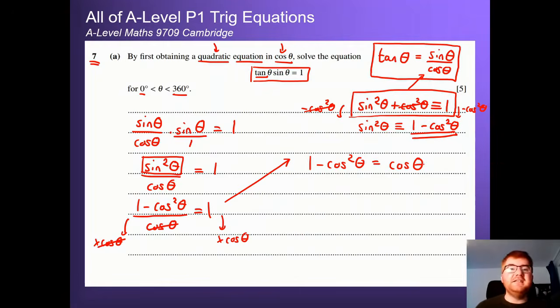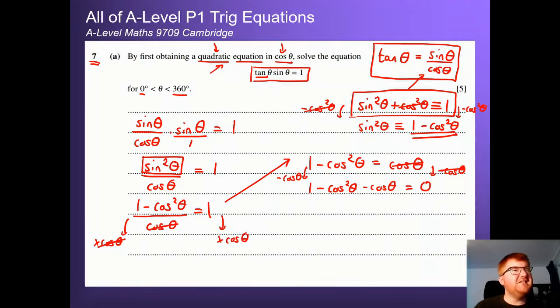At this point, again, it's a quadratic equation. Notice I've got a squared here. So the way to deal with that is to make one side of the equation 0. The way I'm going to do that is I'm going to minus cos theta from both sides. That then gives us 1 minus cos squared theta minus cos theta. And of course, this cancels, so we're left with 0.